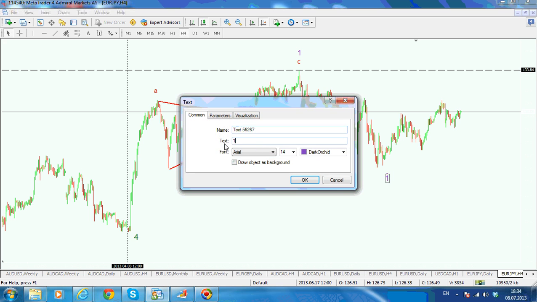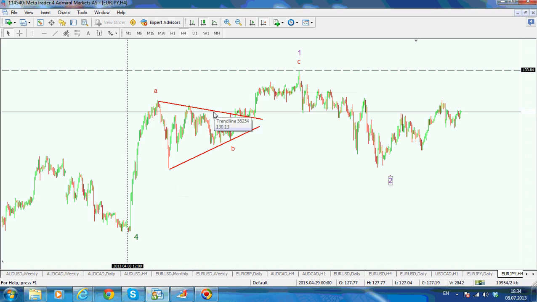This second wave, as you can see, it is being formed out of another triangle like this, and because of this triangle we have the confirmation that this is a corrective wave, and basically these highs should be challenged again.